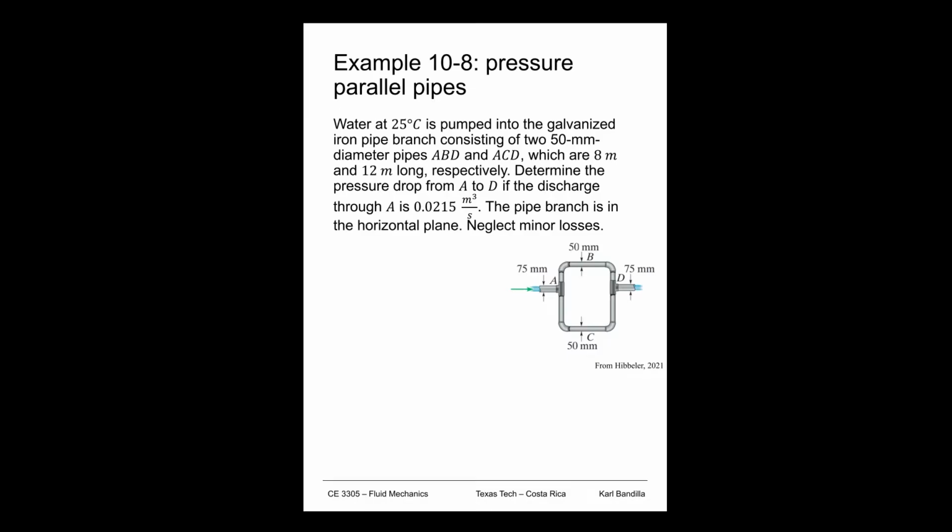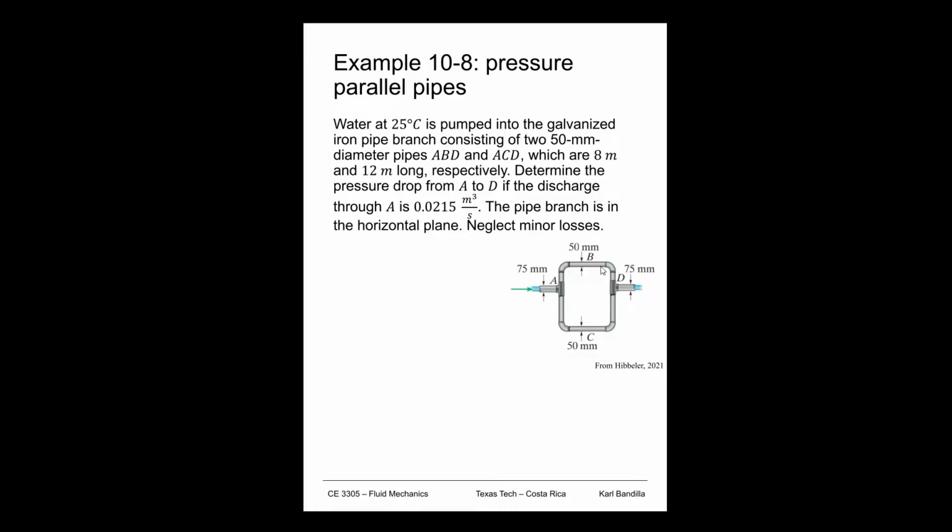This is example 10-8, pressure in parallel pipes. So you can see down here, we have water flowing into our little loop at A, and then it splits up, either goes up along B and then to D, or down to C and then into D. And we know that those loops have different lengths, but they do have the same diameter.